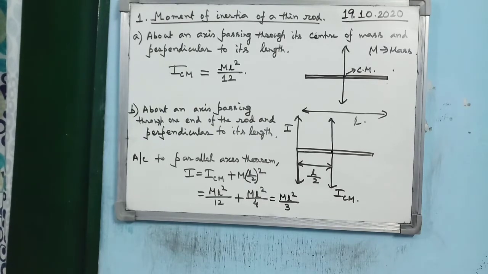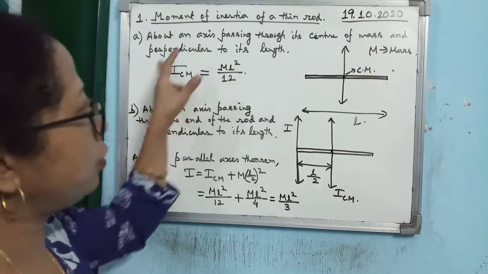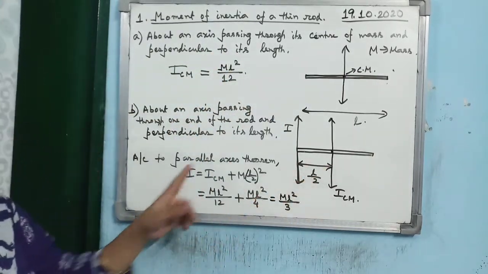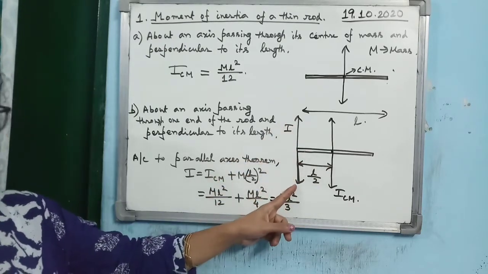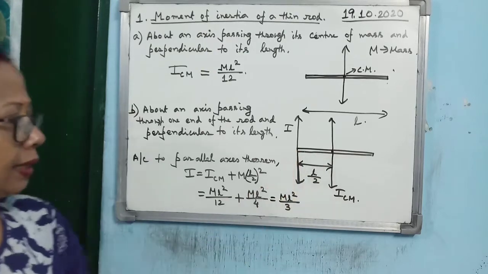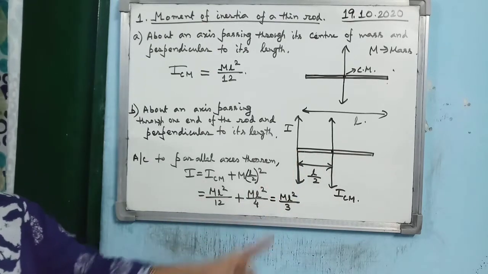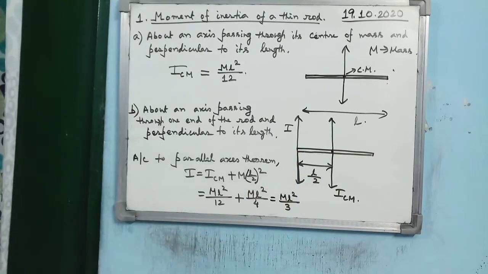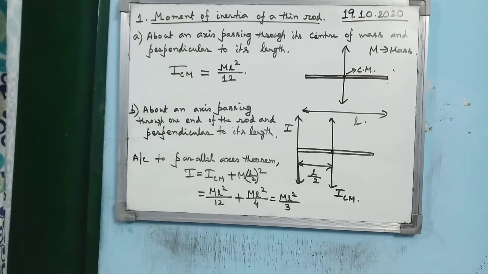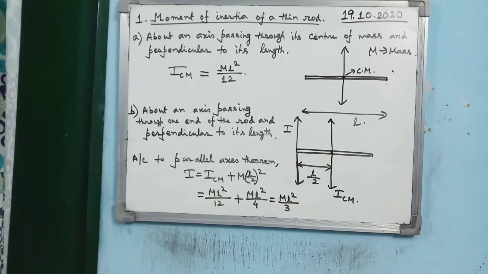So ICM is ML square by 12, which is a direct formula you have to remember, but applying the parallel axis theorem, what are you getting? Moment of inertia about an axis passing through one end and perpendicular to the length is given by ML square divided by 3. Okay, you should practice all these relations and this derivation applying the parallel axis theorem.